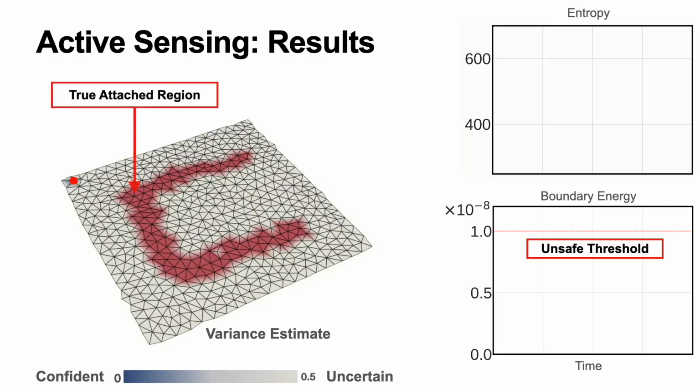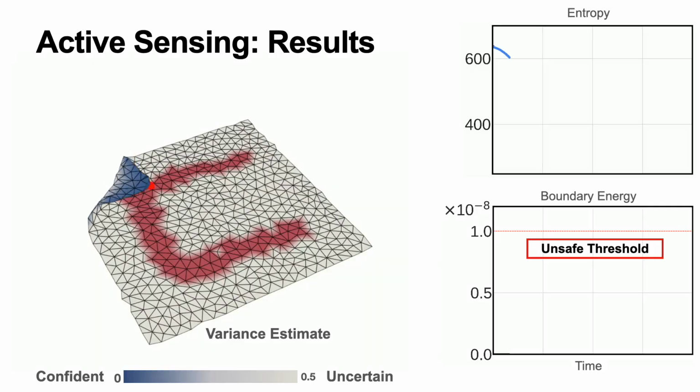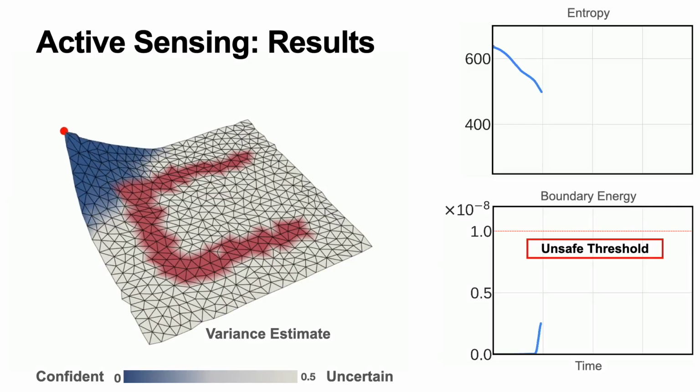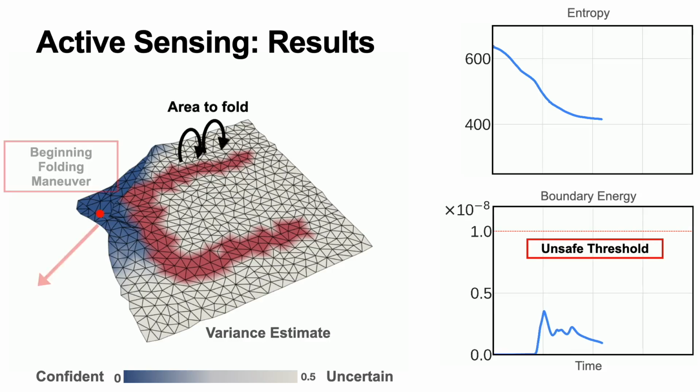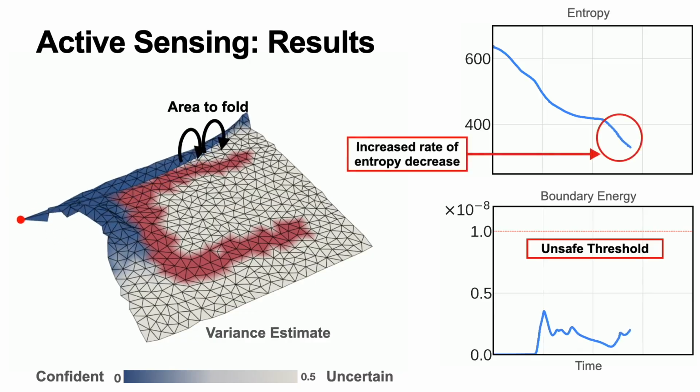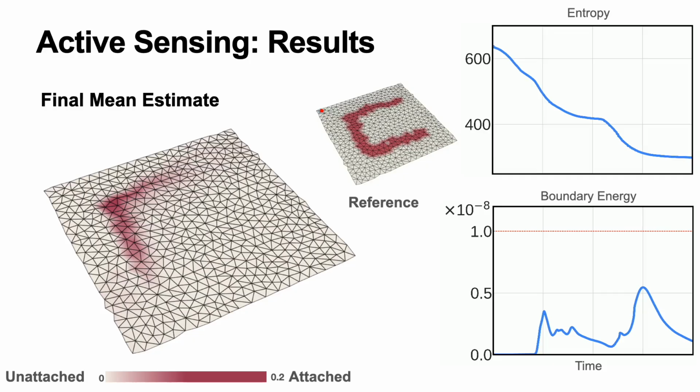Here we show some results in simulation on active sensing. The video shows regions of increased confidence in blue, and the graphs show entropy reduction and boundary energy over time. Notice how our method takes actions to intelligently decrease the entropy while keeping the boundary energy below a certain level. The estimated shape uncovered by our active sensing strategy matches the partial ground truth.